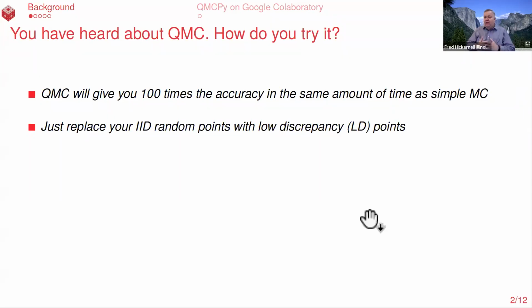So if you are new to QMC, you may have heard people claim that Quasi Monte Carlo, QMC, will give you 100 times the accuracy in the same amount of time as simple Monte Carlo. This is one thing that we QMC advocates try to use to attract more people to try out Quasi Monte Carlo. And you may also hear that you just replace your IID random points with low discrepancy points, which I'll call LD points, and that's all you have to do. So let me give a couple of qualifications. The first statement is often true, not always true, but often true. And the second statement is sometimes true.